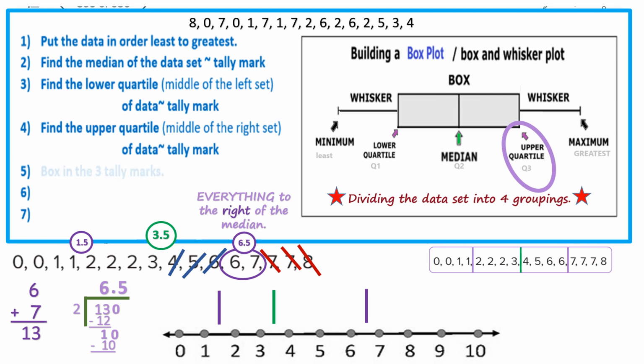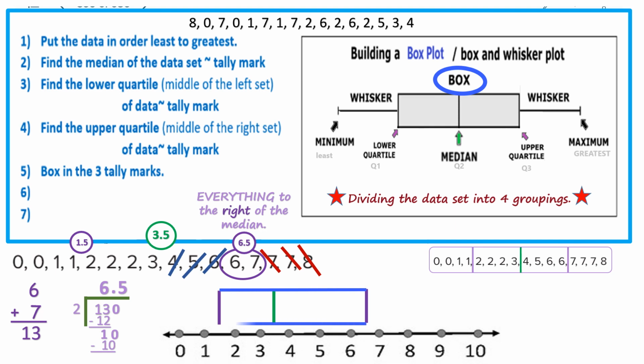But now I want to do step 5, and step 5 tells me now I'm going to take those 3 tally marks and I'm going to box them in. And that one's really easy. I'm going to connect my top of my 3 lines, and then I'm going to connect the bottom of my 3 lines. And now I have my box for my box plots. That takes me to my last 2 steps of plotting my box plots.